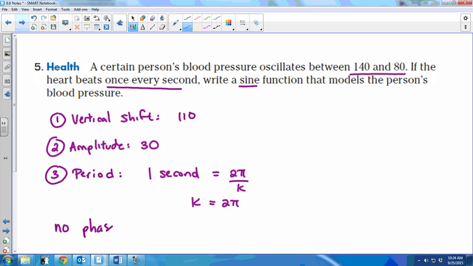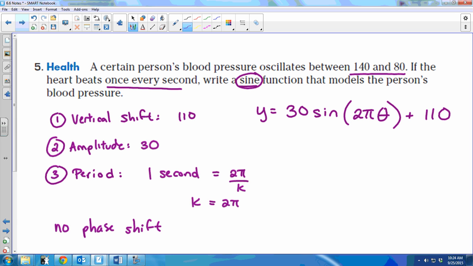And so we're just going to write this in equation form. It says it's a sine function. So we have y equals, what's the first thing I should do? 30 sine 2 pi theta. There's no phase shift, so I can close parentheses.